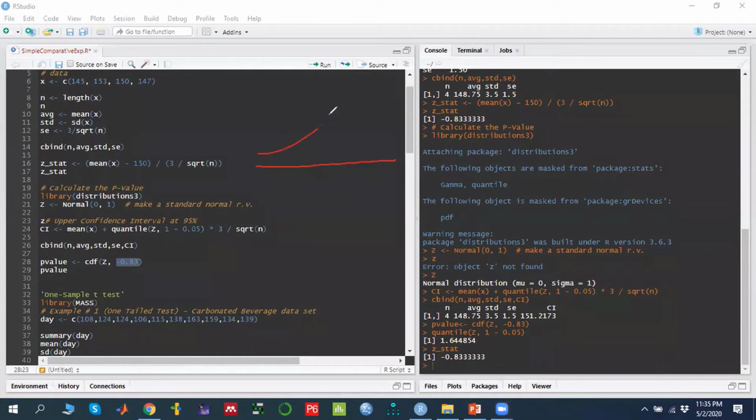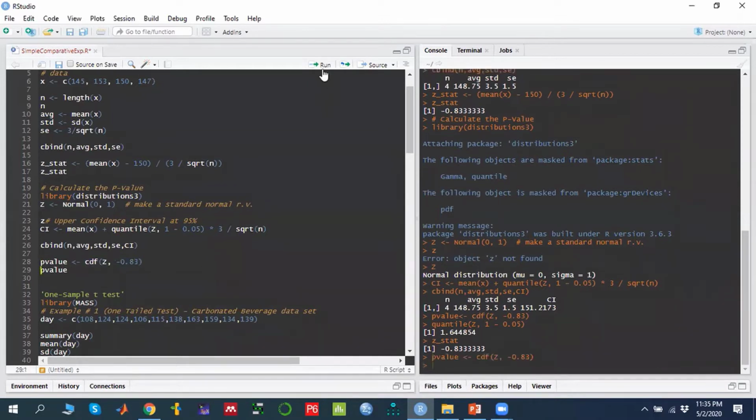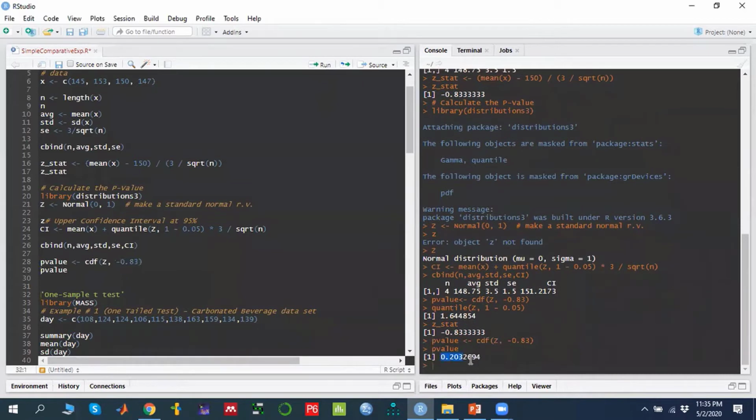If I draw a normal curve, the mean is 0, where Z is equal to 0. So this is minus 0.833, and we want to find this area, and this is basically the p-value. Okay, so we want to compute this probability. How can we do that? We can use CDF, the cumulative distribution function, from Z, comma, the value of the Z statistic. Okay, so we run this command and then again run this command, and the answer for the p-value is 0.20.